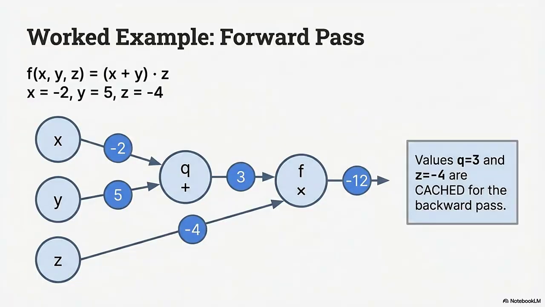By walking through a simple example, we can build a really solid intuition for how these gradients actually flow backward through the graph. Okay, here on the slide, we have a simple function. F equals the sum of x and y, all multiplied by z. With our inputs, the forward pass is really straightforward. X, which is -2, and y, which is 5, are added to get an intermediate value q of 3. Then q equals 3 is multiplied by z equals -4, giving a final output of -12. The most critical step here, the one you can't forget, is that we cache these intermediate values. We're going to need them for the backward pass.